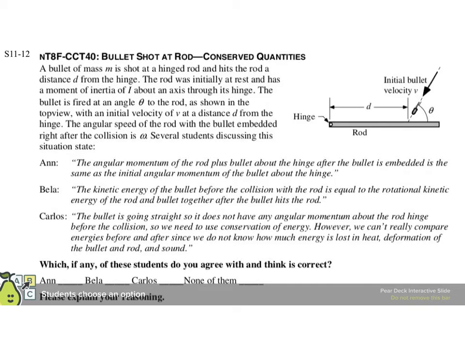And Carla says the bullet is going straight, so it does not have an angular momentum about the rod hinge, so we do not use conservation of energy. But we can't really use conservation of energy because we don't know how much energy is lost in heat, deformation of the bullet, of the rod, and so on.